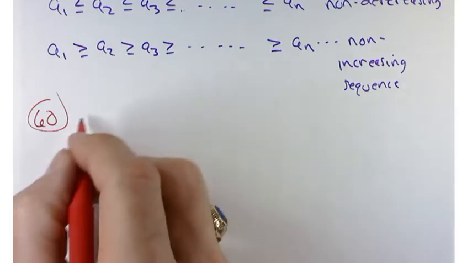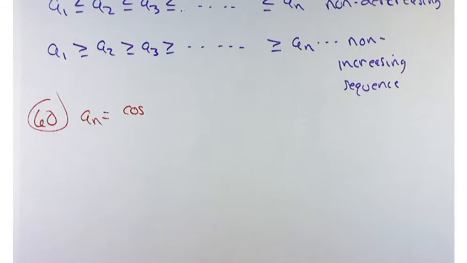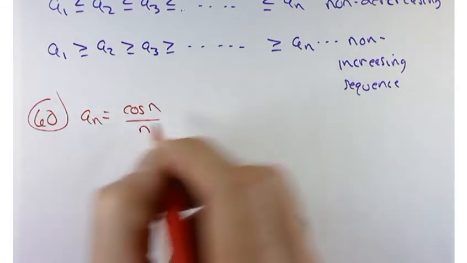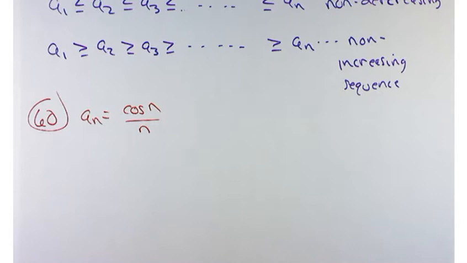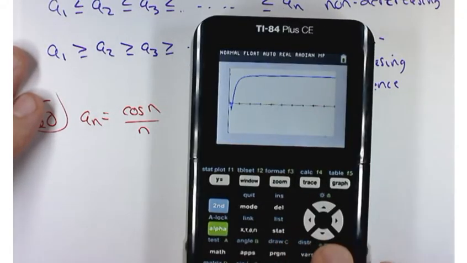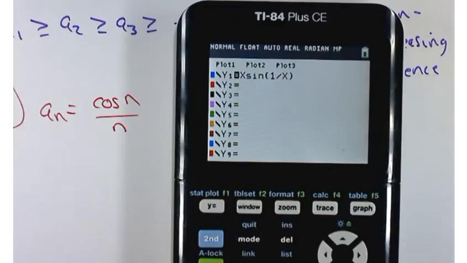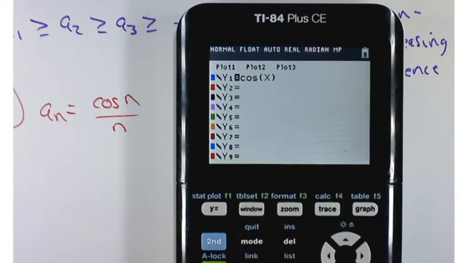A sub n equals the cosine of n divided by n. Let's just do this one in our calculator. So I'm going to enter that and do it in a table. So let's clear this out. Cosine of x. Make sure you hit the right closing parenthesis and then divide by x. So cosine of x over x.